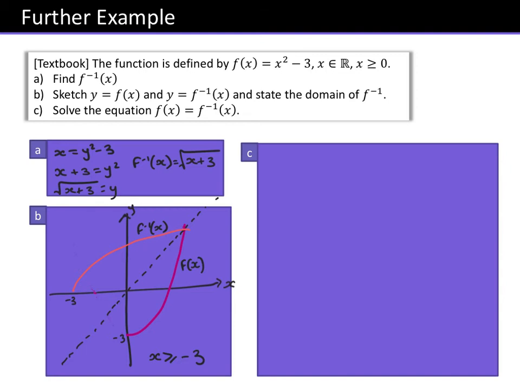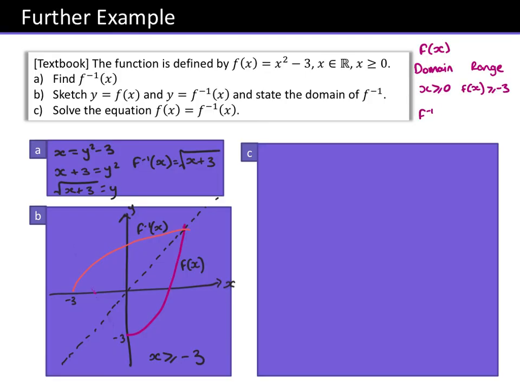Okay. So let's just have a look at f of x for a second. F of x. My domain is x is greater than or equal to 0. And my range of values is that f of x is greater than or equal to negative 3.